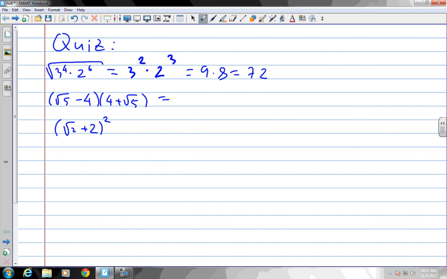Difference of squares. But what should I do first? Right, flip around the plus sign, so write it as square root of 5 minus 4, square root of 5 plus 4, and then we see that's the difference of squares, right? So what is the square root of 5 squared? 5, and what is 4 squared? 16, so negative 11.